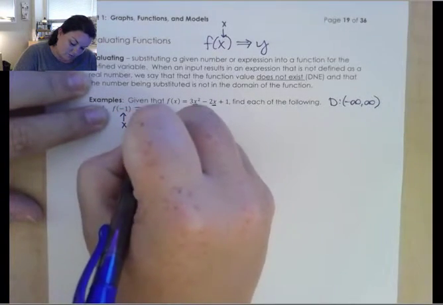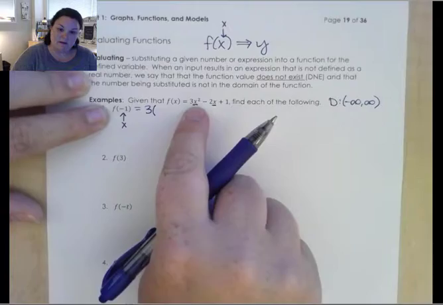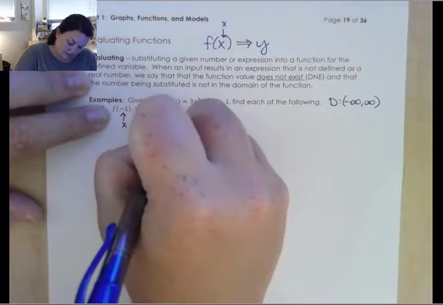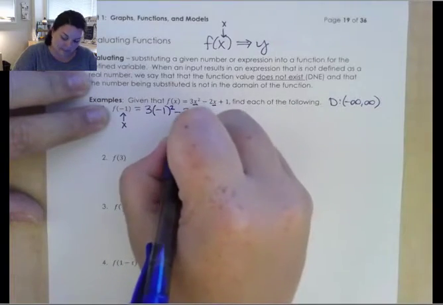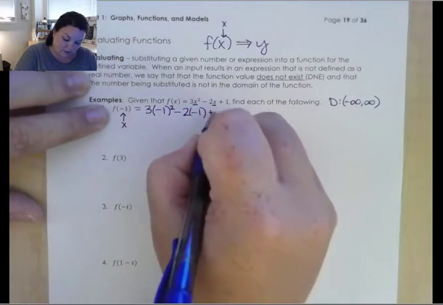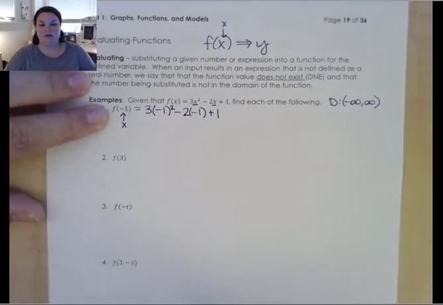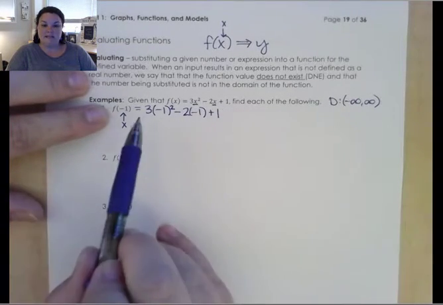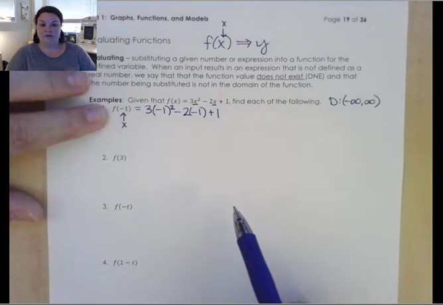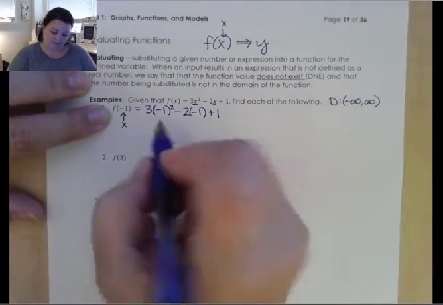So in other words, I'm doing 3 times my input squared, so negative 1 squared, minus 2 times my input, so 2 times negative 1, plus a positive 1. So all I did is just rewrite this function, but everywhere I see an x, I'm putting in my input value. And then from here, I just simplify.